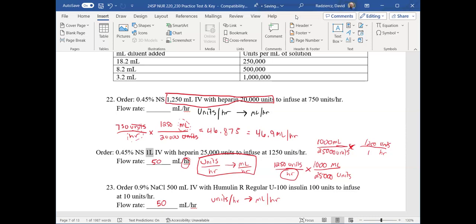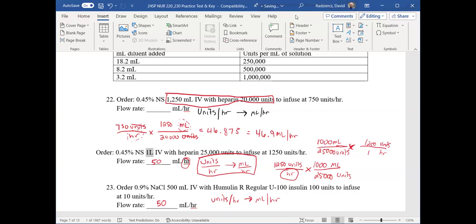So sometimes they'll list it as a 1 liter bag or 1.5 liter IV, or sometimes they'll tell you specifically 1,500 milliliters. Sometimes they'll write 0.25 liters. You just need to know that because your final answer is in milliliters, if it's in liters, you have to convert it to milliliters to get to your answer. So if you had left that number as 1, then you would have had 1,250 divided by 25,000, and then you would have had a correct answer.